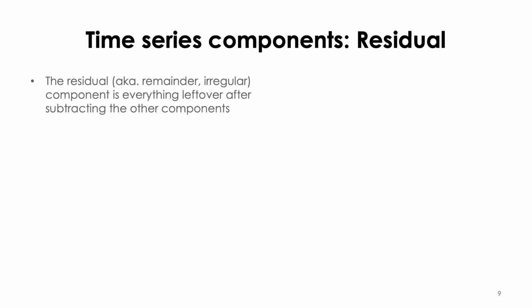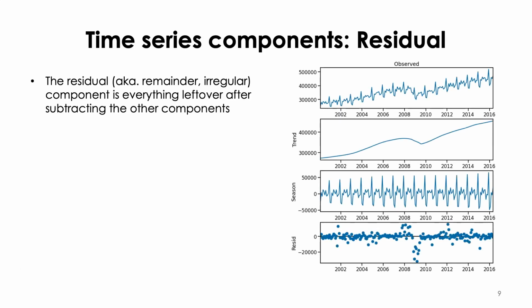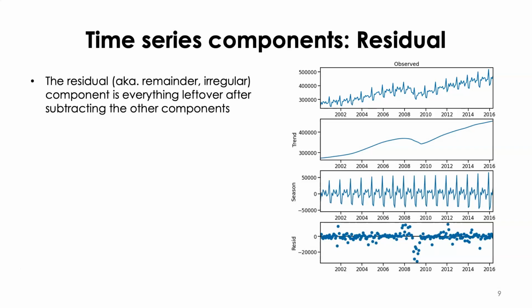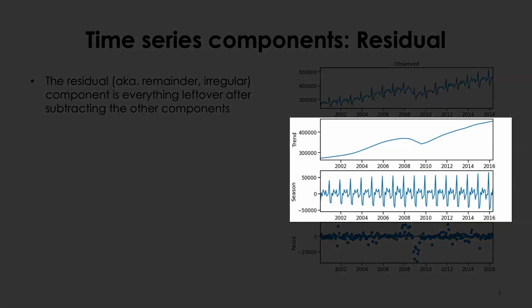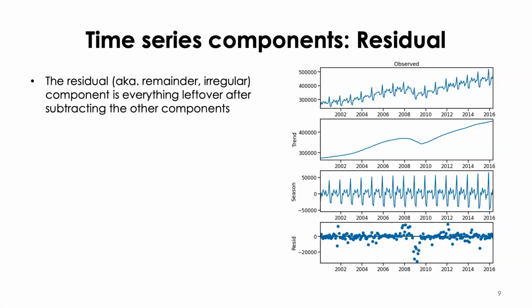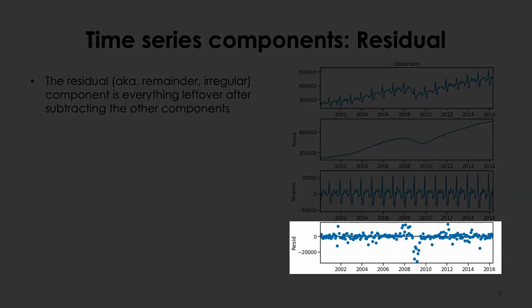Finally, let's discuss the residual component. The residual component is also known as the remainder component or irregular component, and it contains everything left over after subtracting or dividing out the trend and seasonal components. Here we show an example of the original time series and the extracted trend and seasonal components. Once subtracted from the original time series, we can see the residuals here.